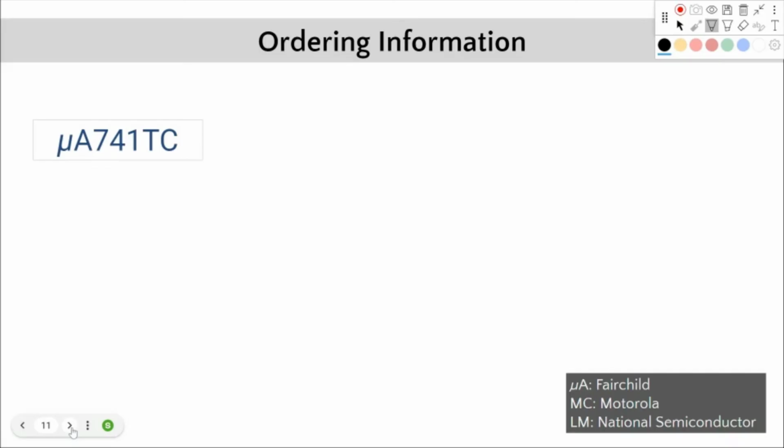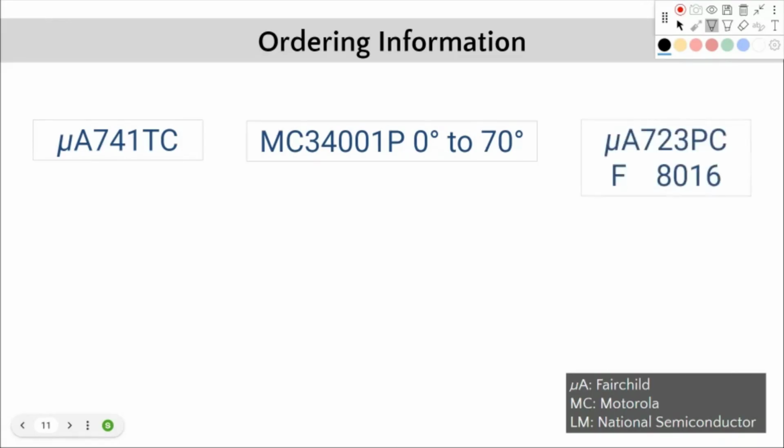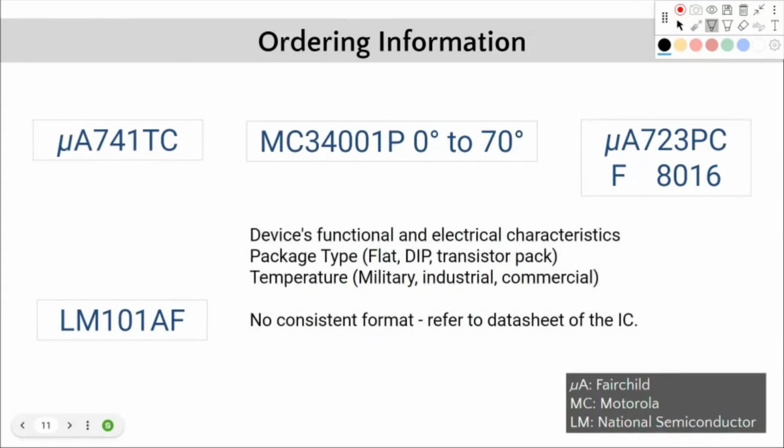So, for example, you may see ऐसा कुछ लिखा हुआ IC के ऊपर MU-A741TC, या ऐसे लिखा हुआ MC34001P 0 to 70 degrees, या MU-A723F8016. What is all this? What does this mean? Now, company. Or LM101AF, right? So essentially, these are meant to represent what are the functional and electrical characteristics of the device. They also show what is the packaging type. They also show what is the temperature range for application of this IC. Is it military grade? Is it industrial grade? Is it for commercial applications?